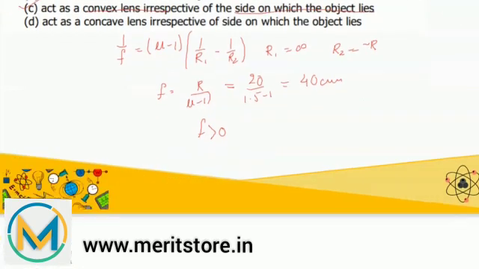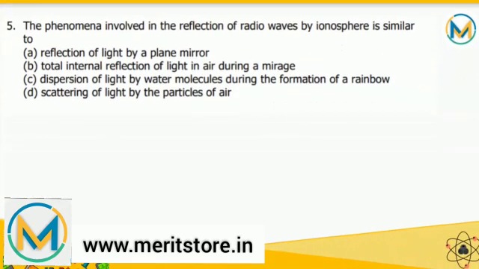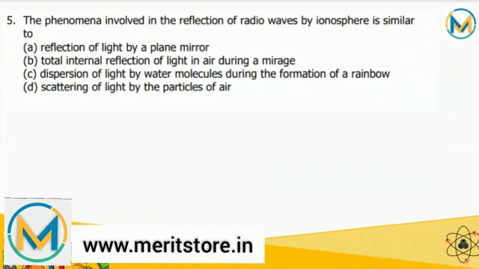Looking towards the last question, the phenomenon involved in the reflection of radio waves by the ionosphere is similar to. So radio waves are reflected by a layer of the atmosphere called the ionosphere, so they can reach distant parts of the earth. The reflection of radio waves by the ionosphere is due to total internal reflection. It is the same as total internal reflection of light in the air during a mirage. That is, the angle of incidence is greater than the critical angle.